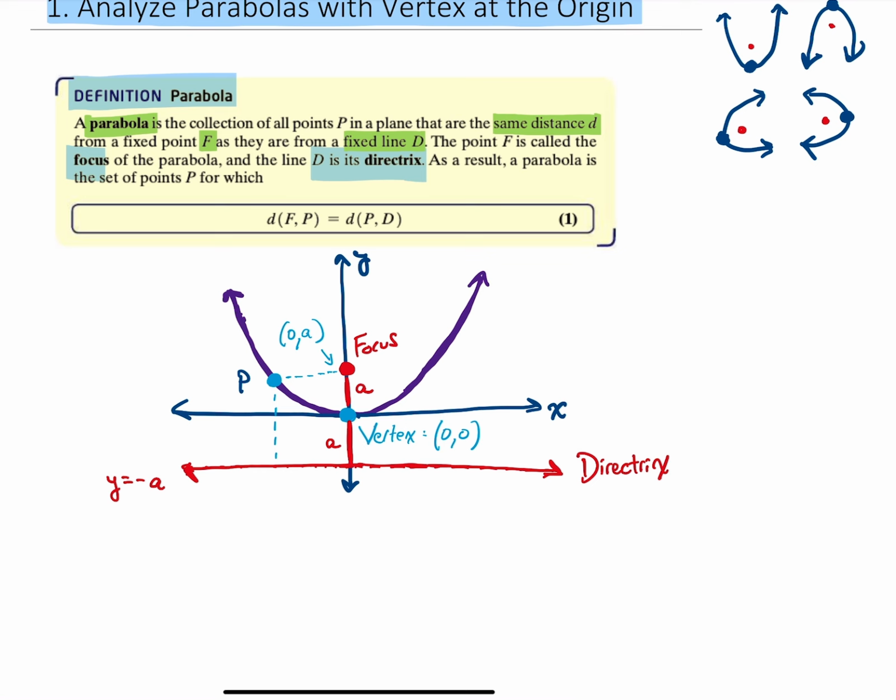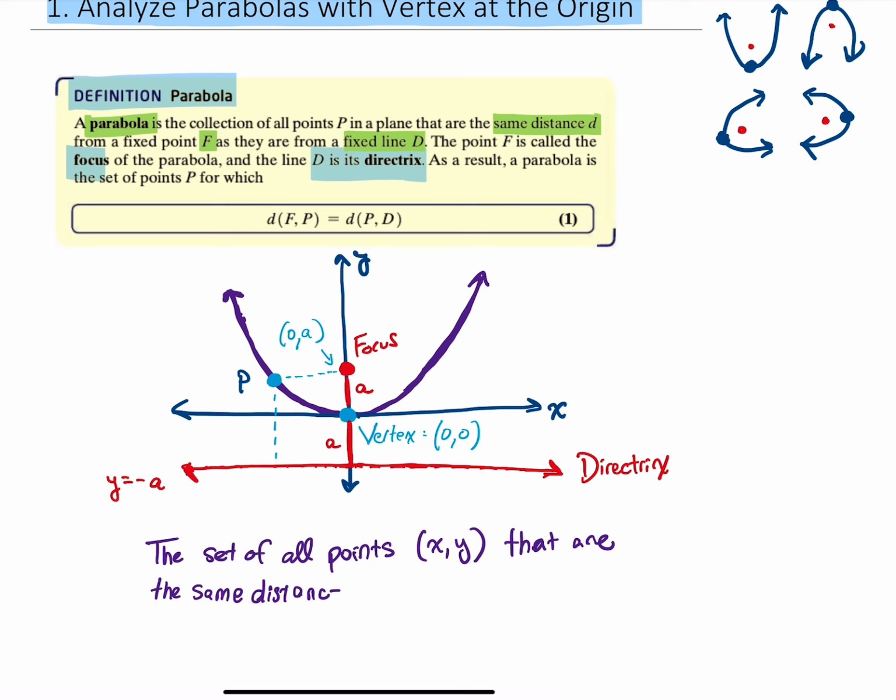So we're describing a parabola as, we can write it out, the set of all points x comma y that are the same distance from a focus point, which we'll call F, and a line, which we'll call D for the directrix.